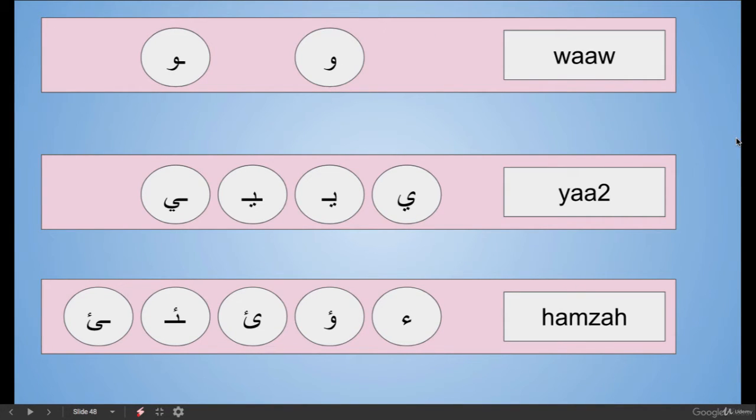Welcome to the last lecture of the alphabet section. In this lecture, we will talk about three letters: the letter waw, and the letter ya, and what is known as hamza, which is not usually regarded as one of the letters, but it's very important because it occurs in so many words in so many different ways. So we'll talk about all of these today.